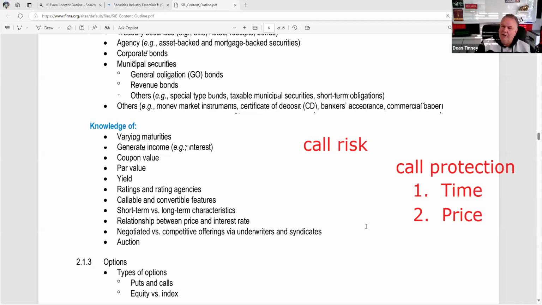So call features are advantageous to issuers, not bondholders, in a declining interest rate environment. Issuers provide to bondholders some level of call protection. Call protection is for the bondholder, saying, we're going to protect you from a call. We're not going to call it for 5 years. And if we do, 105. The issuer is the corporation.